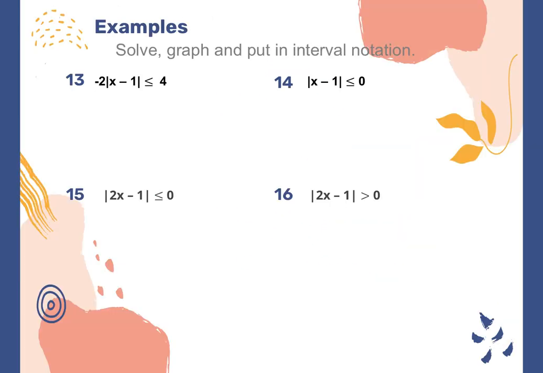Okay, so now we get into ones that result in some special cases. If you can spot them, it makes things a lot easier because it saves you a ton of time. If you can't spot them, then you'll see what would happen. We would figure it out. But if you can spot them, it will save you a ton of time.